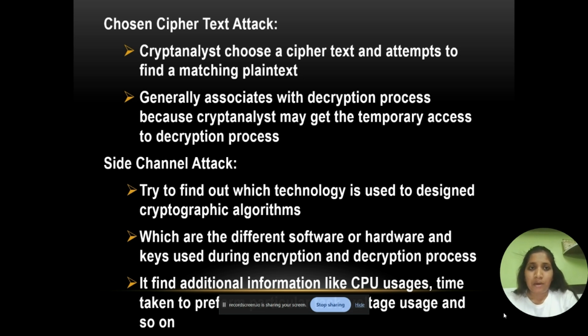So let us see how chosen ciphertext attack works. Step 1, the attacker chooses a ciphertext and submits it for decryption. Step 2, that is the system returns the decrypted plain text or an error response. Step 3, by analyzing the multiple inputs and outputs, the attacker determines patterns exposing weaknesses. And step 4, eventually they recover the secret key to decrypt messages without authorization.